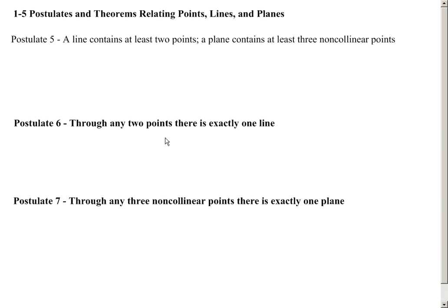All right, section 1.5 deals with postulates and theorems relating points, lines, and planes. Now, some of this can seem quite intimidating when you just look at the words here, but a lot of these are very simple. The first one, postulate 5, says a line contains at least 2 points, and a plane contains at least 3 non-collinear points.